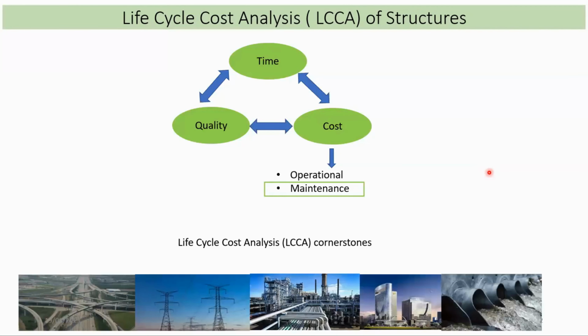So first comes the background. When it comes to the life cycle cost analysis of any structure, there are three key components: time, quality, and cost. And when it comes to cost, there are two major aspects: one is operational cost, another is maintenance cost. When it comes to cost calculation, mostly the operational cost is considered and the maintenance cost is not considered that much. So that's why we need to pay attention to the maintenance cost, because if we don't, there can be severe challenges to monitoring these structures.